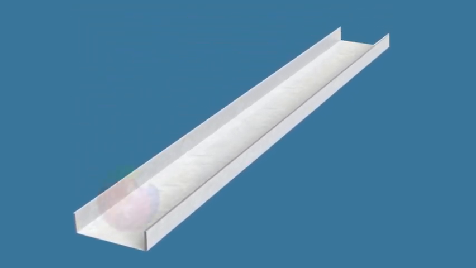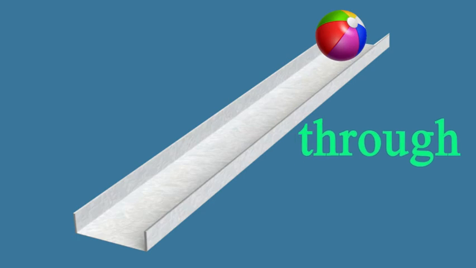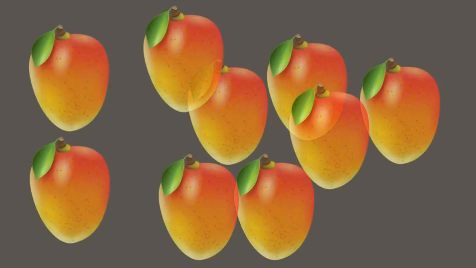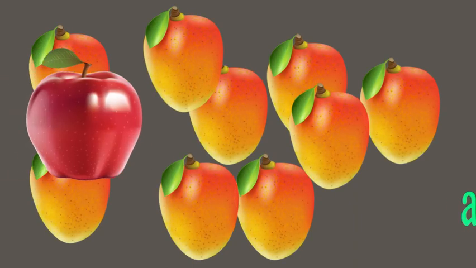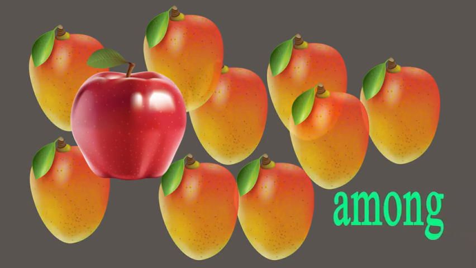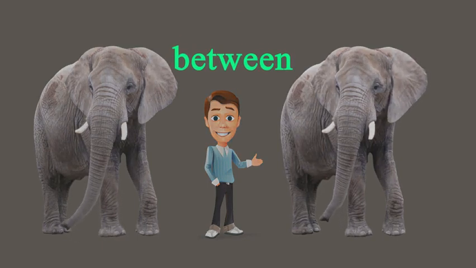Here the ball is through the channel. So the preposition is through. Here there are so many mangoes, and the apple is among the mangoes. So among. The person is between the elephants. So the preposition is between.